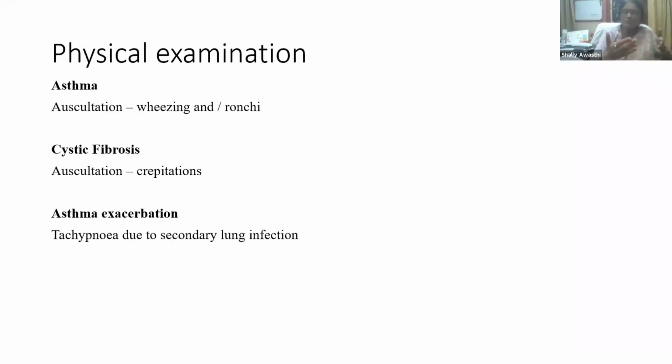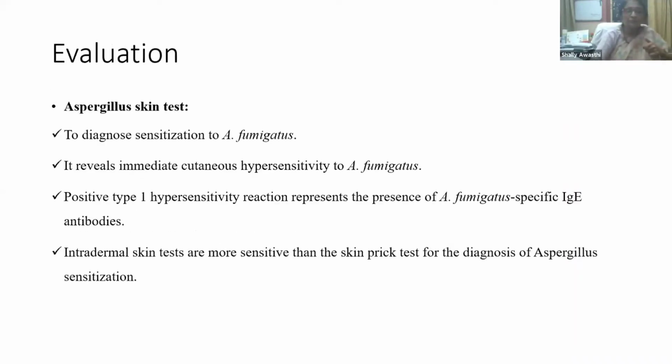Physical examination will mirror whatever we see in asthmatics and whatever we see in cystic fibrosis, like wheezing and rhonchi, crepitations, tachypnea, fever, and other features secondary to lung infection, in both these categories of patients at high risk for cystic fibrosis. So how do we evaluate them?